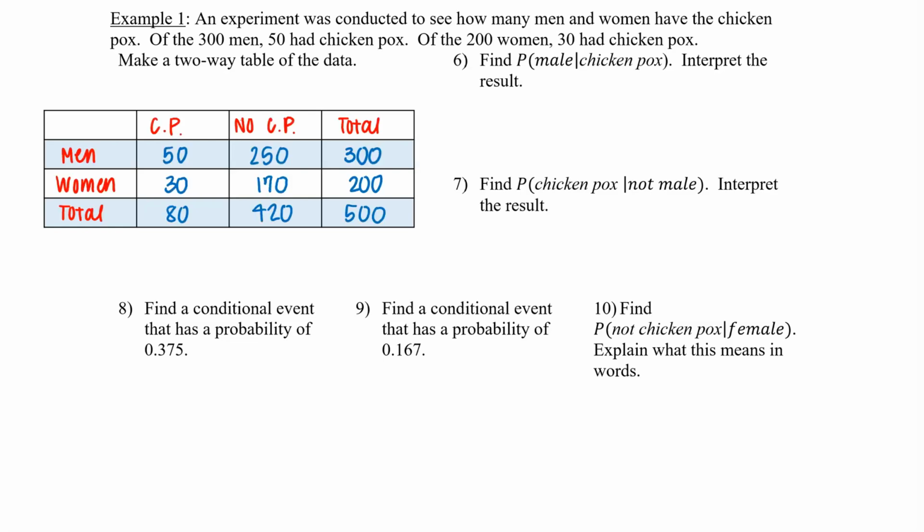For example 6, find the probability of male given chickenpox. Interpret the result. The given condition is having the chickenpox. We have a total of 80 people who have the chickenpox. Of the 80 who have the chickenpox, what is the probability that the person chosen is male? Of those who have the chickenpox, 50 of them are men. Therefore, the probability of male given chickenpox would be 50 out of 80. Interpret the result.